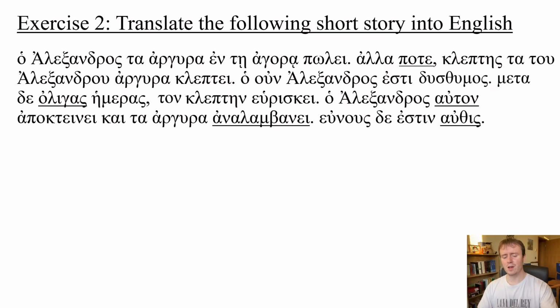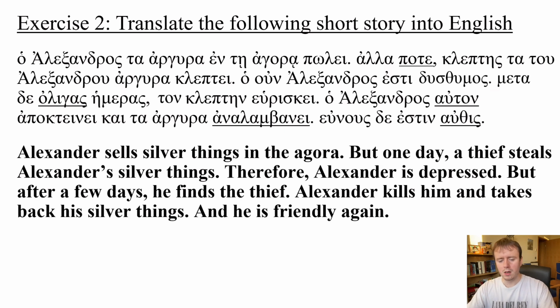Okay, here is one acceptable translation of this story. Alexander sells silver things in the agora, but one day a thief steals Alexander's silver things. Therefore, Alexander is depressed. But after a few days, he finds the thief. Alexander kills him and takes back his silver things. And he is friendly again.